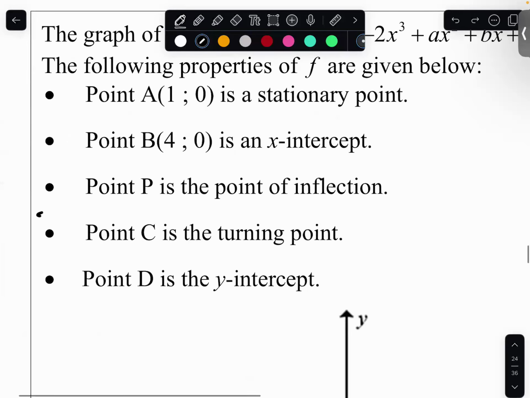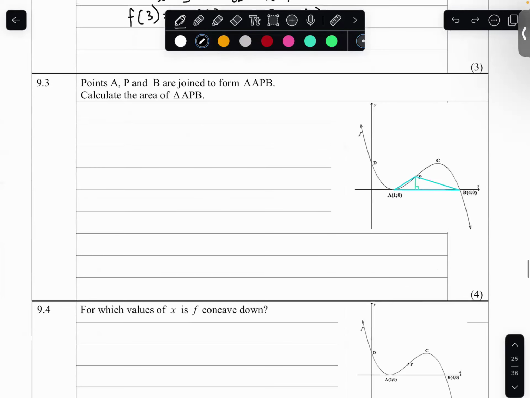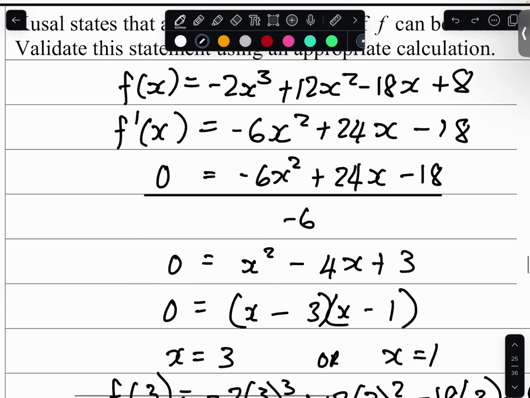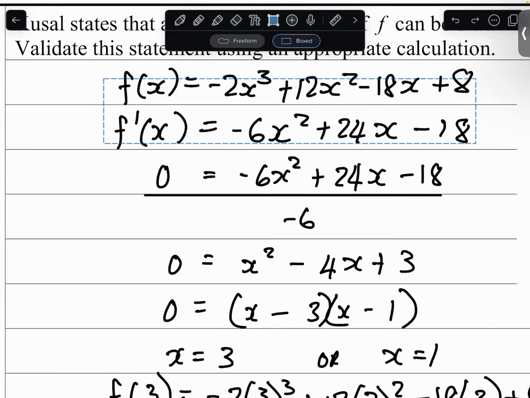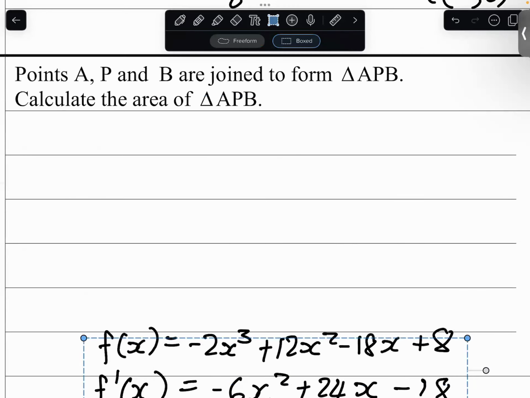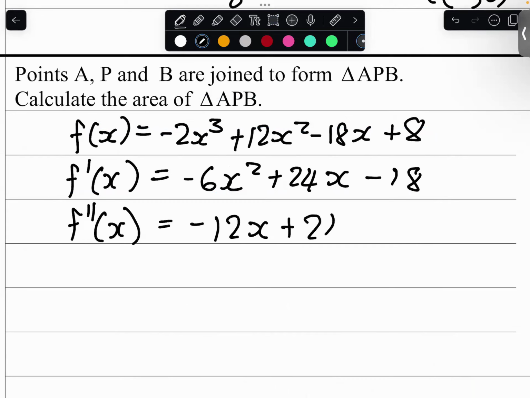inflection of the graph. And how do you find the point of inflection? It's f double prime x. So whatever f prime x is, I'm just going to copy from here because I'm lazy. Here's f of x, here's f prime x. Find f double prime x. That gives me minus 12x plus 24. Make it equal to 0 for the point of inflection.